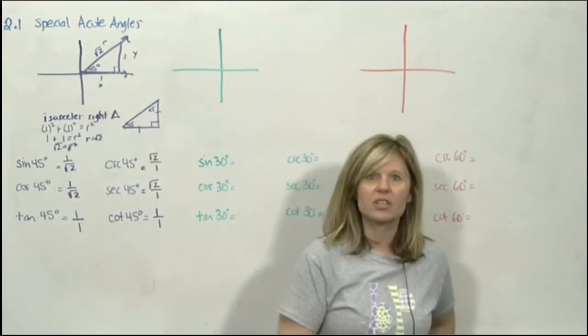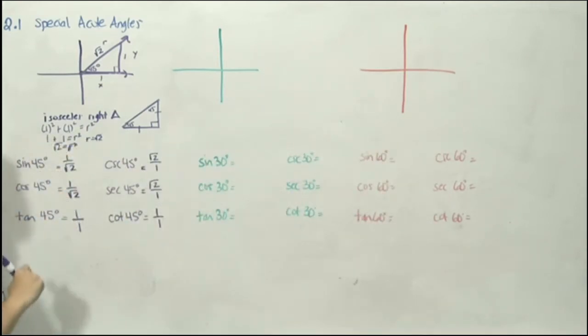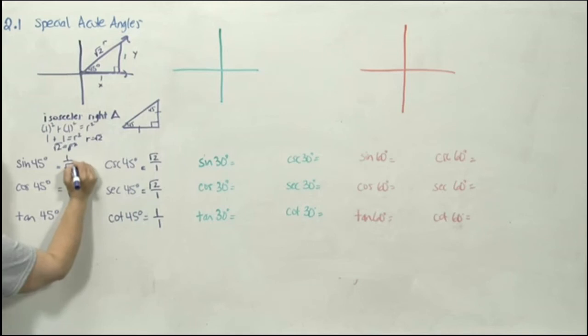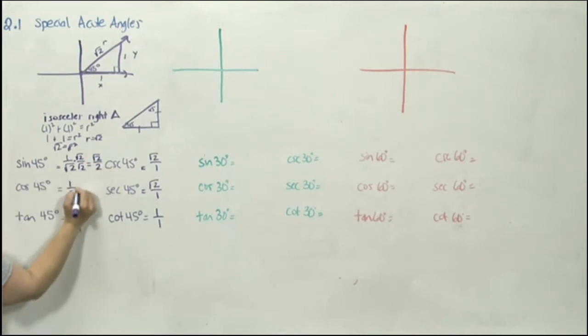Now, the problem with all 6 of these answers is they're not simplified. I'm not going to accept 1 over square root of 2, neither is your homework. We'll rationalize that. We'll multiply that by square root of 2. So the sine of 45 degrees is always square root of 2 over 2. That means the cosine of 45 degrees is the same thing.